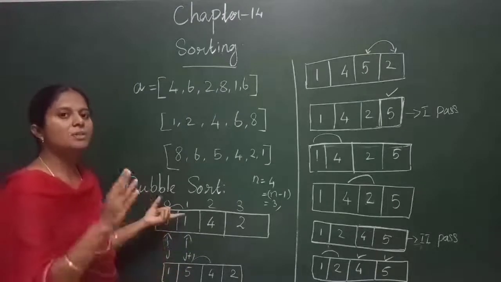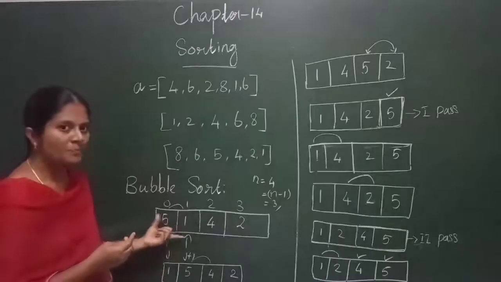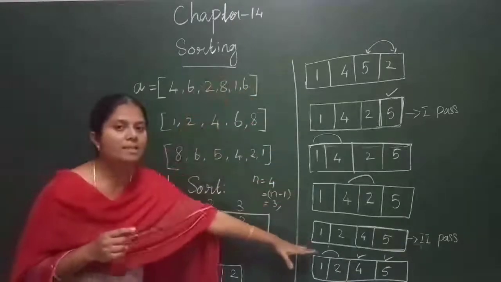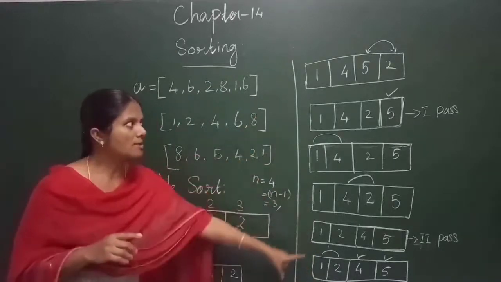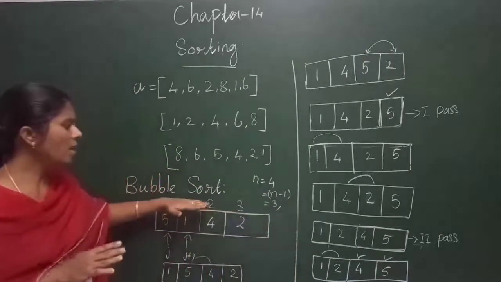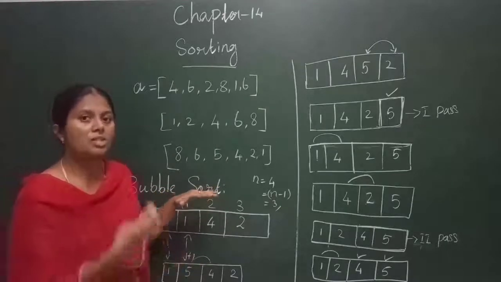If they are in the proper order, you don't want to swap them. Are you clear about this? The third step is to repeat this process until your array gets sorted. Repeat this process until your array gets sorted. This is called as what? Bubble sort.